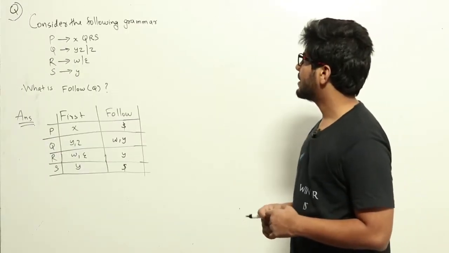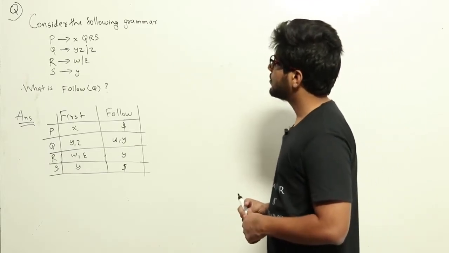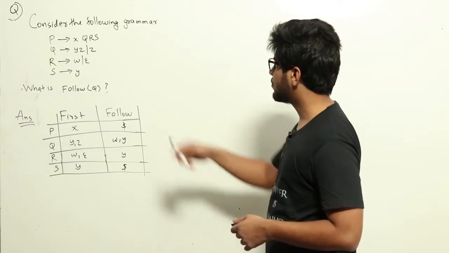Consider the following grammar. P gives X, Q, R, S. Q gives Y, Z or Z. R gives W or Epsilon. S gives Y. What is follow of Q?